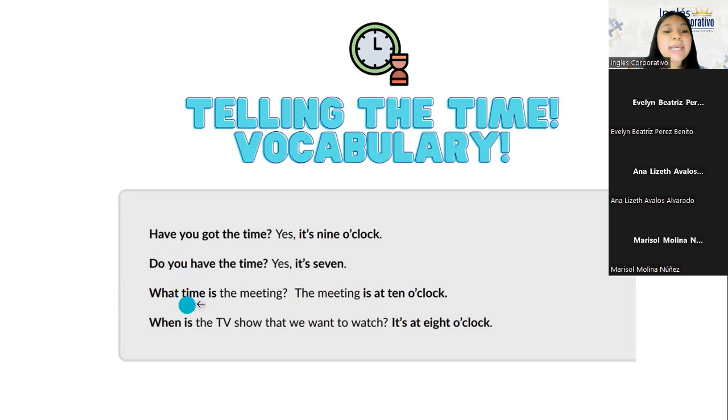Vamos a ver. Ahora, what time is the meeting? ¿A qué hora es la reunión? Eso es para personas que trabajan. What time is the meeting? ¿A qué hora la reunión? The meeting is at 10 o'clock. Mire, la reunión es a las 10 en punto.